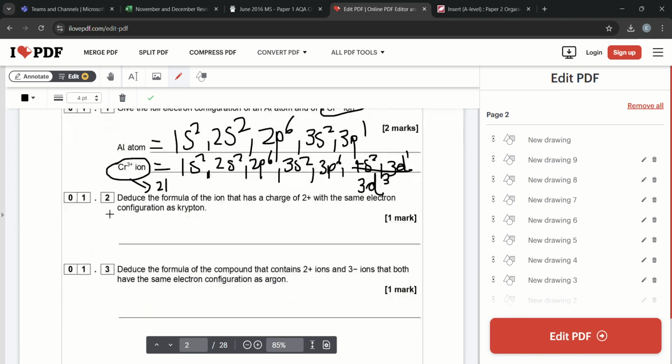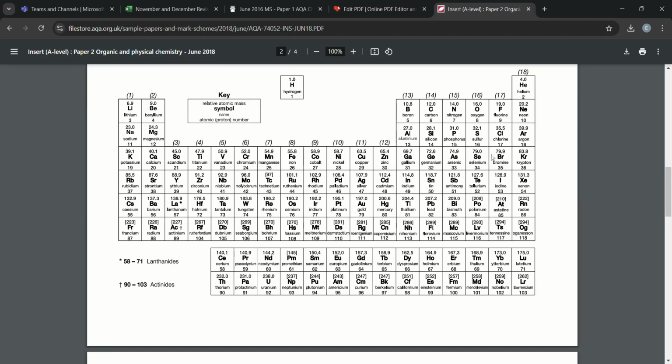And then 1.2, deduce the formula of the ion with a charge of 2+ that has the same electron configuration as krypton. Let's break this question down. It has a charge of 2+, same electron configuration as krypton. Where's krypton? So krypton has 36 electrons.